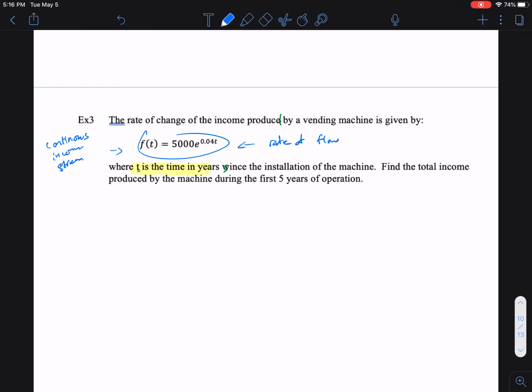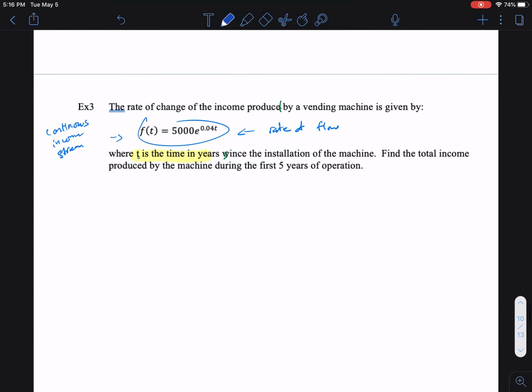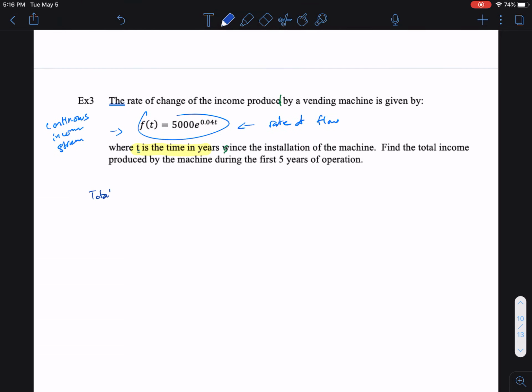function, right? And we want to find the total income produced by this vending machine during the first 5 years of operation. So recall that the total income formula is equal to the definite integral from a to b of the rate of flow, or the continuous income stream, f of t dt.